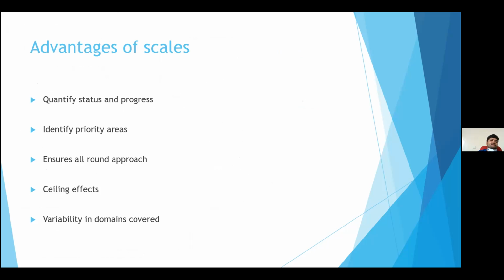So the advantage of scales is that they quantify the current functional status. You can also use them to quantify the progress and identify priority areas where you can build on their function, so that you ensure an all-round approach and not only focus on mobility. The problem with it is that there are ceiling effects, and not all scales can pick up subtle defects or subtle impairments with the precision of other scales.